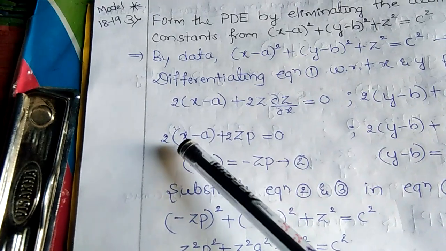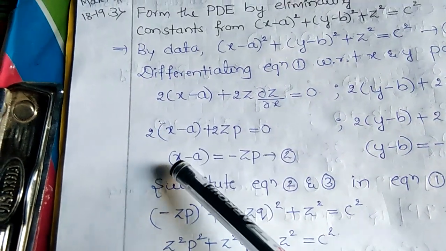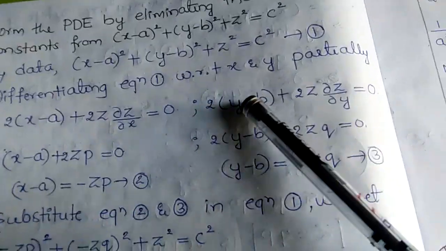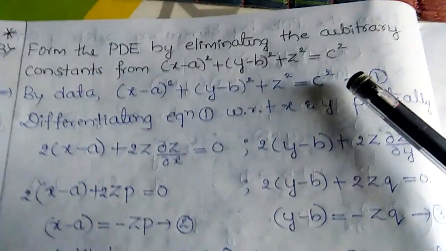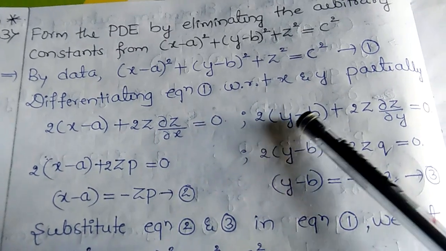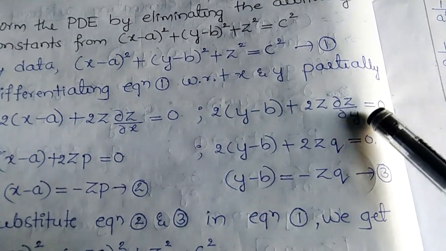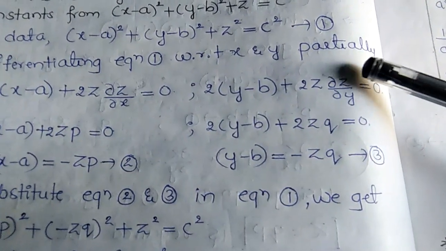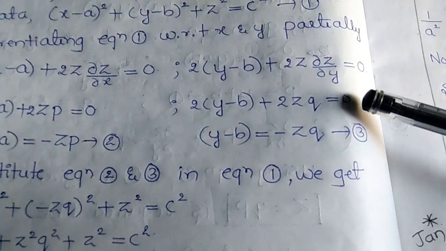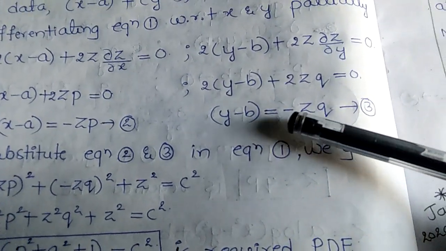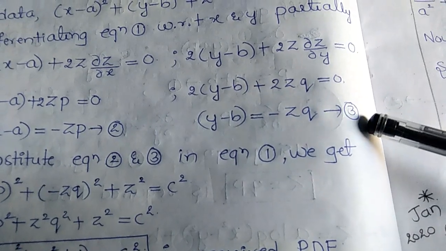So divide throughout by 2, we get x minus a is equal to minus z into p. Call this as equation 2. Then differentiate the given equation with respect to y partially, means first term is 0. What about second term? 2 into y minus b plus 2z into dou z by dou y, which is equal to 0. So 2 into y minus b, what about the dou z by dou y? It is q, which is equal to 0. So divide throughout by 2, we get y minus b is equal to minus z into q. Call this as equation 3.